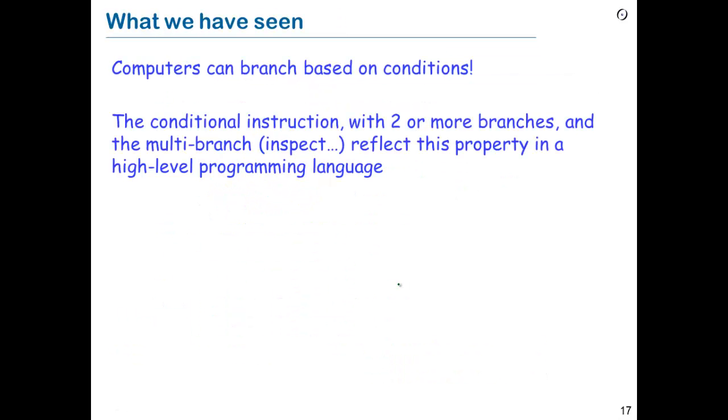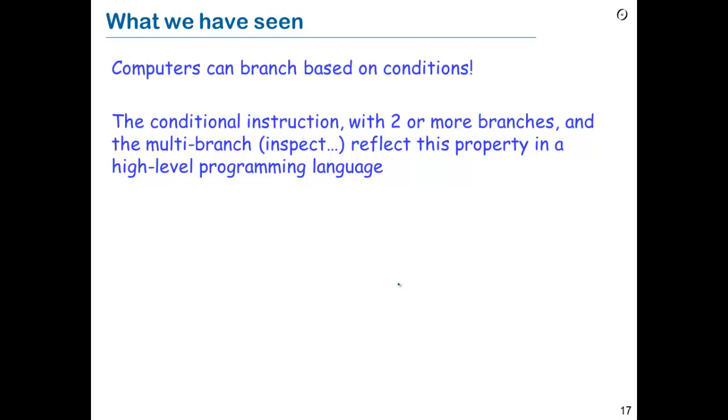Okay, so this takes us to the end of this second sub-lecture of the control structures series. What we've seen is that because computers can branch, meaning going in one of two possible directions based on conditions, we can take advantage of this mechanism to have high-level constructs in our high-level programming language that enable us to write algorithms that will do different things in different cases. So we can have two or more branches. By the way, it's always two or more branches, because even if, for example, we have an if without an else clause, it's still two branches. One branch does something, the other branch does nothing.